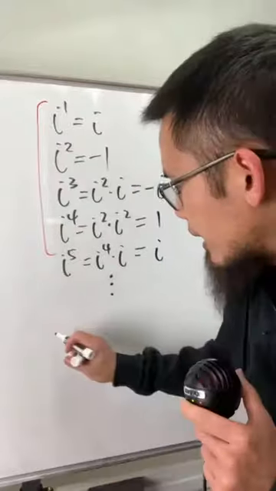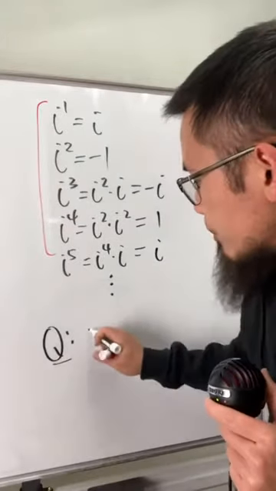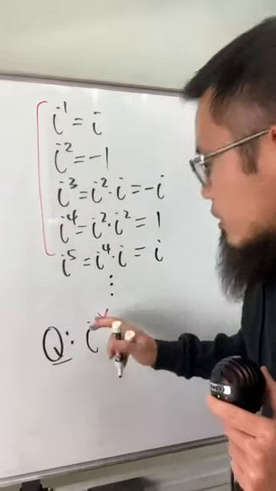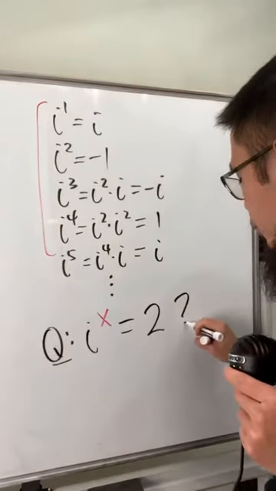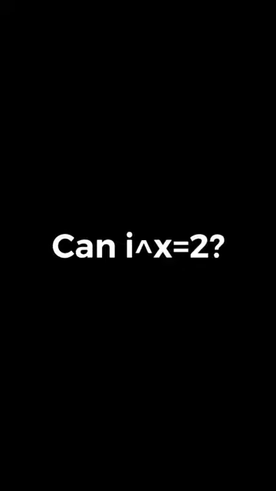My question for you guys is this. Is it possible to have some power here, i to some power, and then we end up with the number 2? What do you guys think?